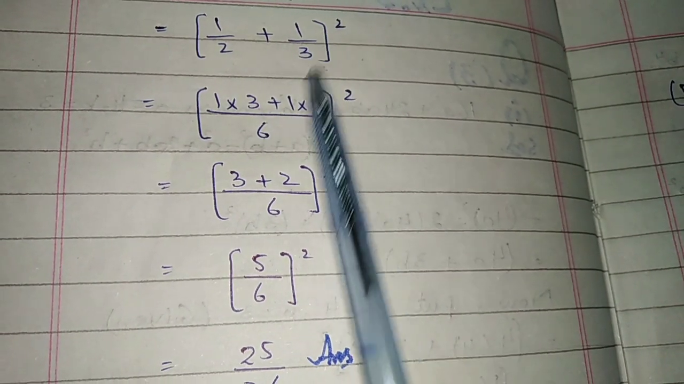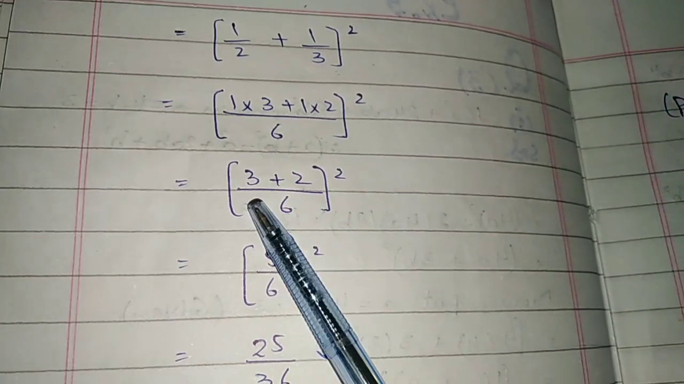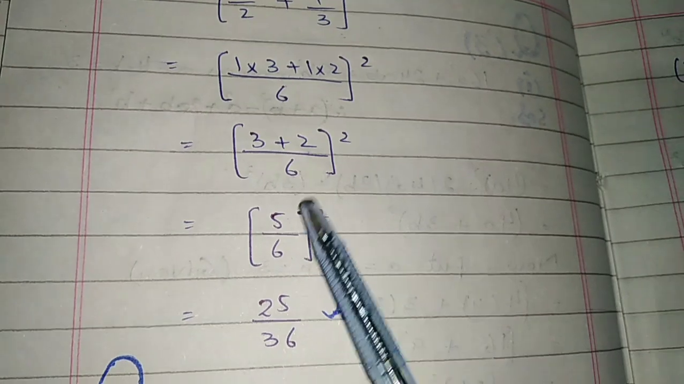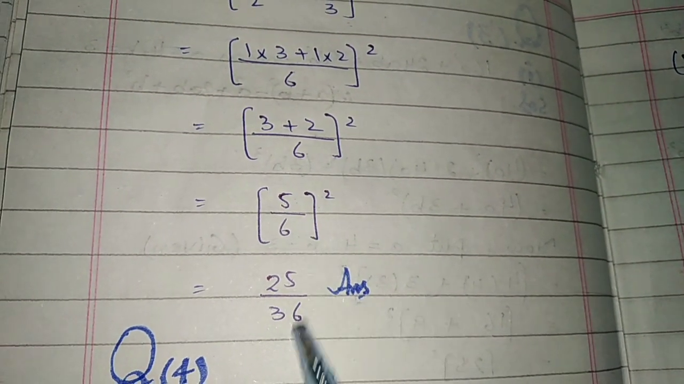3 twos are 6, so 1 multiplied by 3, plus as it is. 3 twos are 6, so 1 multiplied by 2. Now 3 ones are 3 and 2 ones are 2. Their addition will be equal to 5, so 5 over 6 whole square. Now their square is 25 over 36.